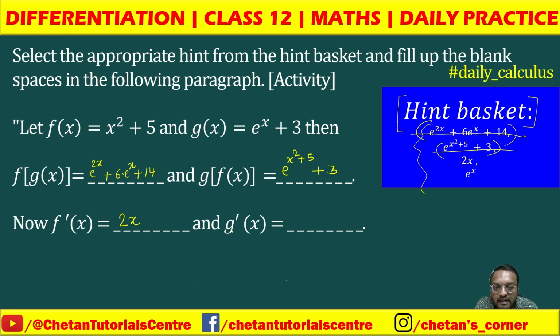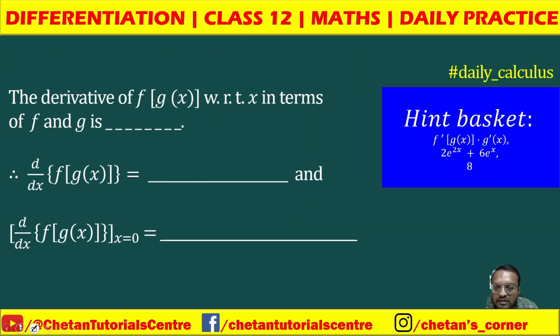Now let us find g dash of x, which is the derivative of function g of x. So the derivative of g of x is equal to this derivative of e raised to x. So the derivative of e raised to x will be e raised to x, and the derivative of plus 3 will be 0. So 0 plus e raised to x will be e raised to x. So in this way, we have got the value of f dash of x and g dash of x. So let us scratch it out from the hint basket, so as to avoid confusion. Now let's move ahead.